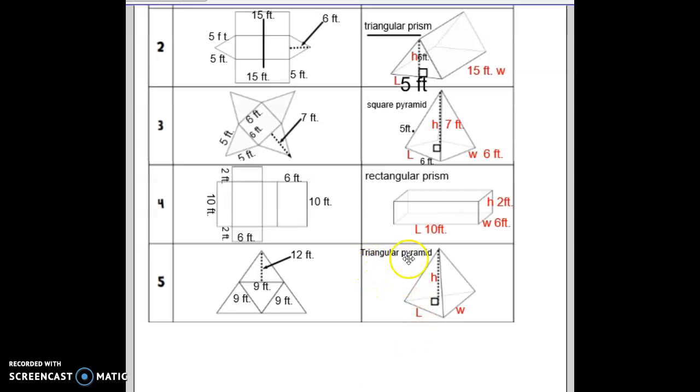Okay, your last shape is a triangular pyramid, and again, study the dimensions that you see, and you should notice right away that the height of that pyramid is 12 feet. So if you'll go ahead and label 12 feet for the height. And because the base is a triangle, and you notice that all sides of the triangle are the same, that would then mean that the length is 9 feet, and the width would also be 9 feet.